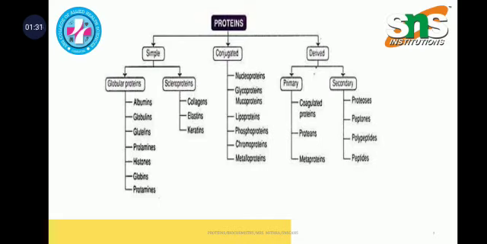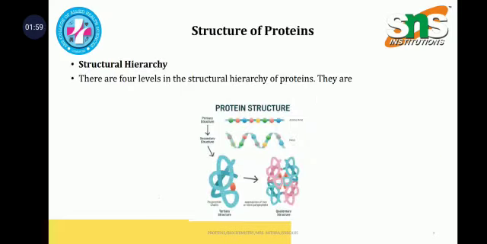types of proteins: nucleoproteins, glycoproteins, mucoproteins, lipoproteins, phosphoproteins, chromoproteins and metalloproteins. Then there are primary derived and secondary derived proteins. Primary derived proteins are coagulated proteins and metaproteins, whereas secondary derived proteins are proteoses, peptones, polypeptides and peptides.